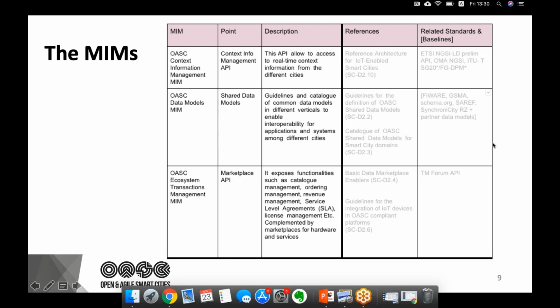There we have two documents, two references for you to consult. Those are also coming from the Synchronicity project. We invite you to go through them in detail and provide any feedback you might have. The references there are the FIWARE data models, which are currently being used and updated, if I'm not mistaken, for the Synchronicity project, GSMA, schema.org, SAREF, and then the data models stemming from the Synchronicity reference zones, but also data models that have a significant adoption within the network that is not part of Synchronicity.